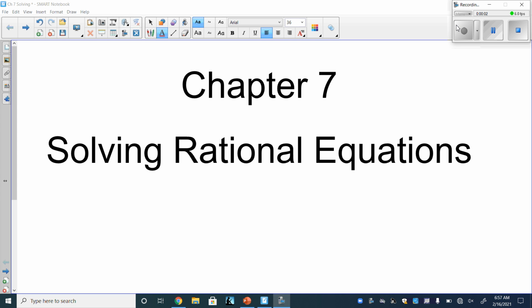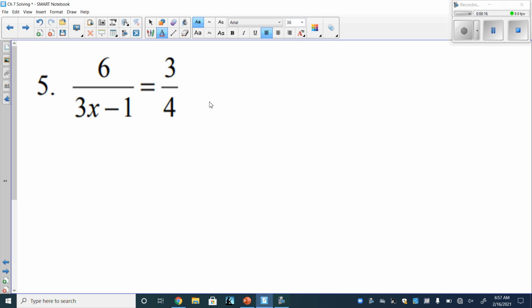Alright guys, so what we're looking at today is solving rational equations. We're looking back at it. We'll break it up into two sections. We'll do 5 problems today and 5 problems tomorrow. So, let's get started.